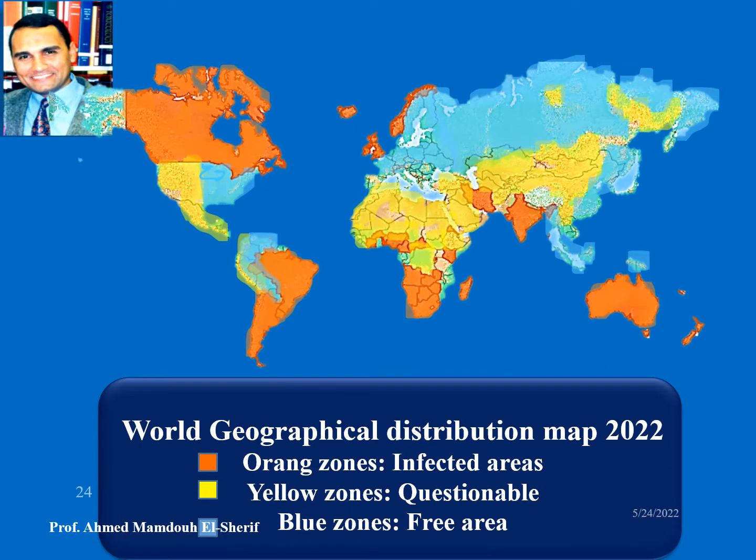The world geographical distribution of dermatophilosis, map 2022. Orange color demonstrates the infected areas, while yellow zones are questionable. Blue zones are free areas.